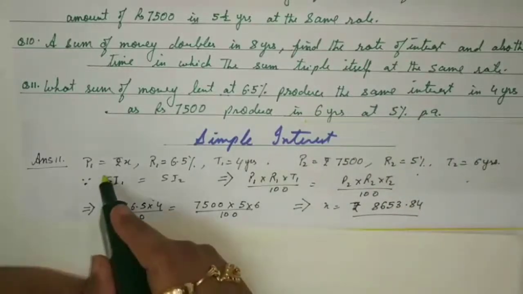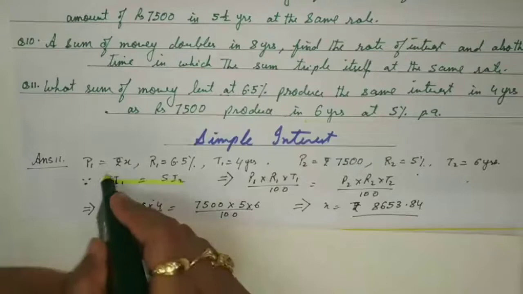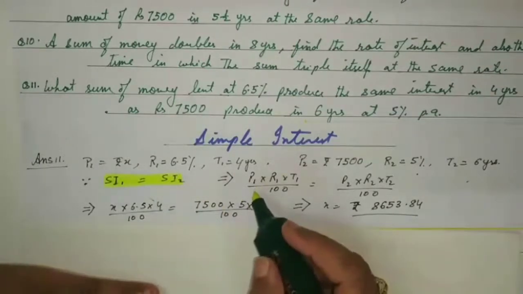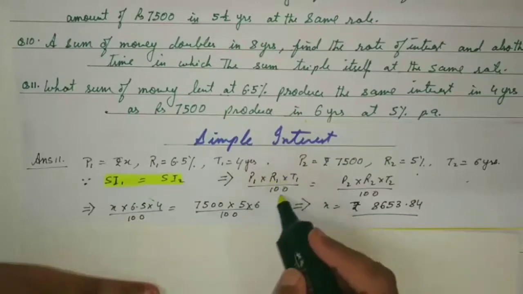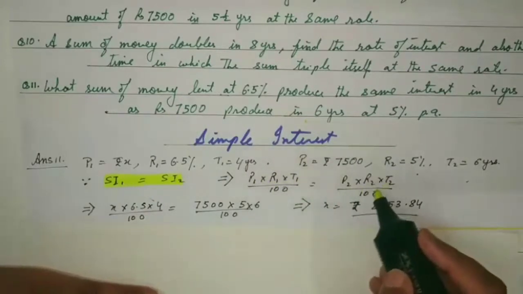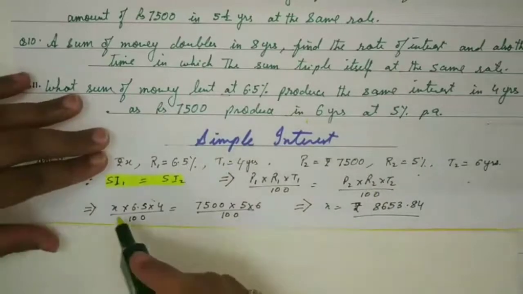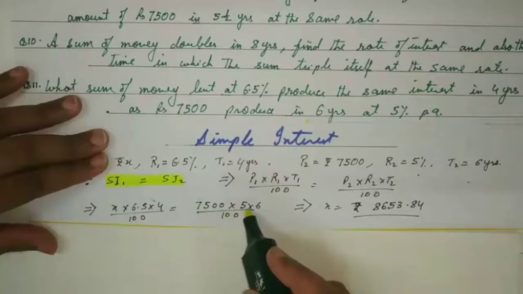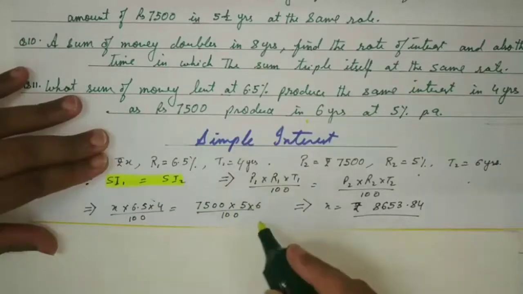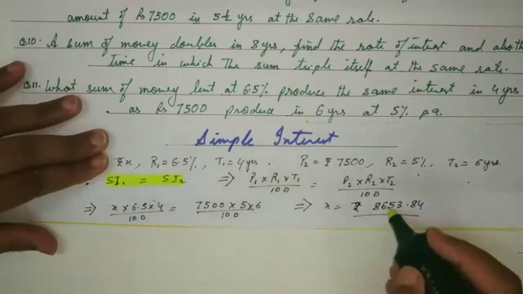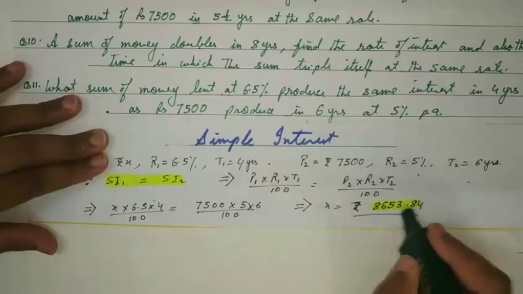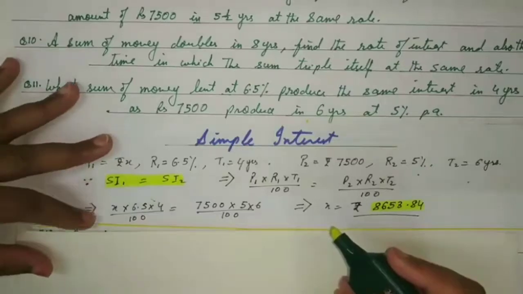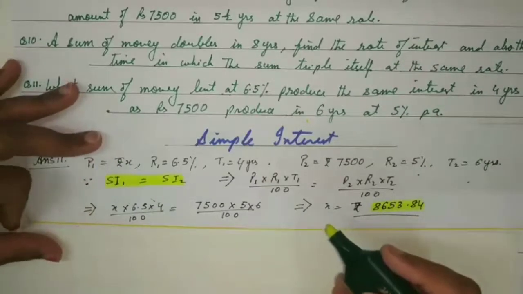According to the question, simple interest of the two are equal, that is SI1 is equal to SI2, and SI is always given as PRT by 100. So P1R1T1 by 100 is P2R2T2 by 100. We substitute, okay? X into 6.5 into 4 by 100 is equal to 7,500 into 5 into 6 by 100, and we solve and we get the value of x as this. This is simplification. I hope you all must have understood.